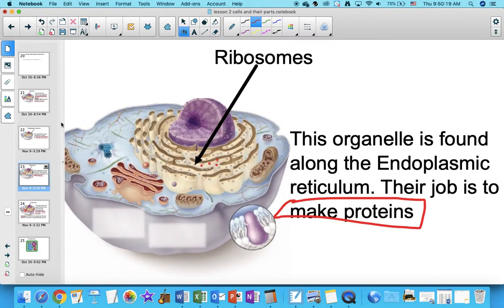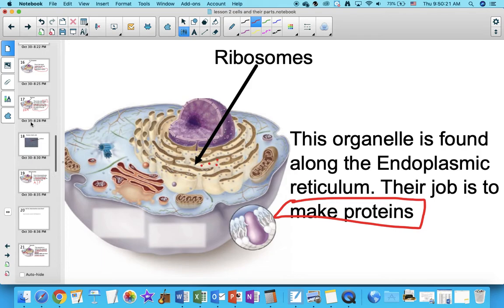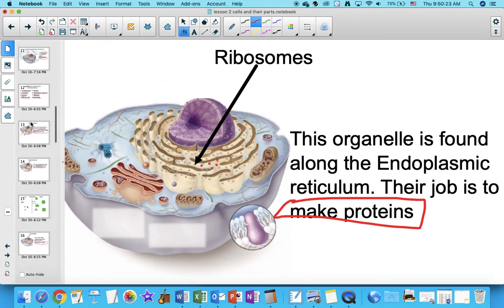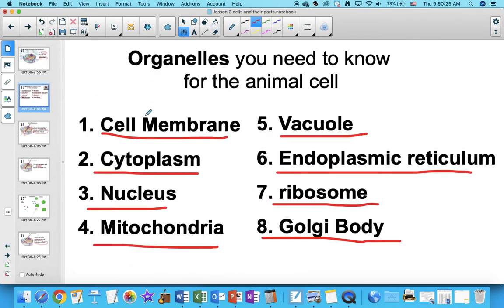So quick review. You have 8 things you need to know for the animal cell. The cell membrane. It acts like a filter. It kicks things out and lets things in. The cytoplasm. The liquid in the cell that holds everything together. The nucleus. The nucleus holds all the DNA in the cell. It's usually found in the center.